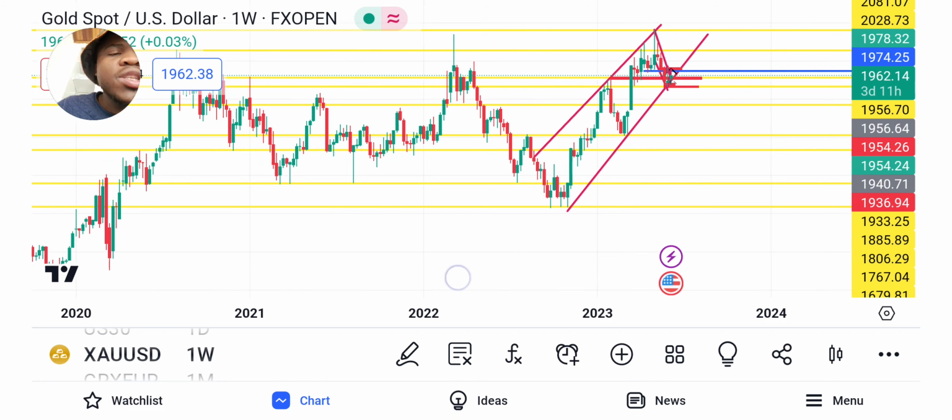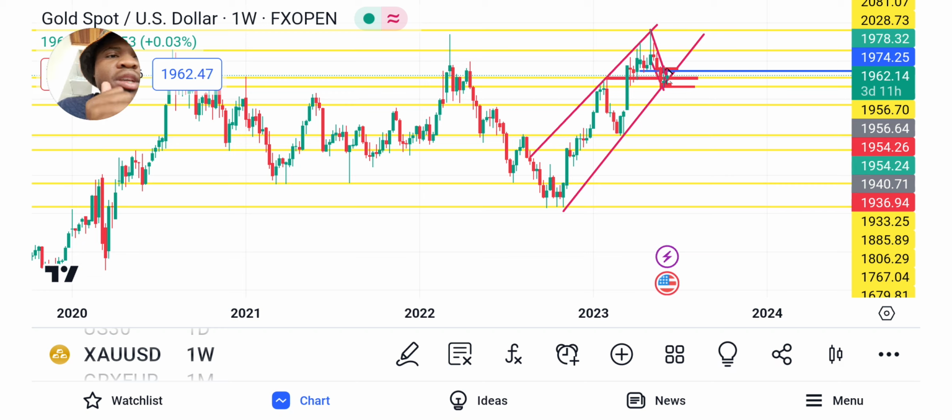Okay, guys. So this is gold. What I'm seeing in gold is a bullish momentum. But then you can't just buy. Like I used to say, you must use a top-down analysis.